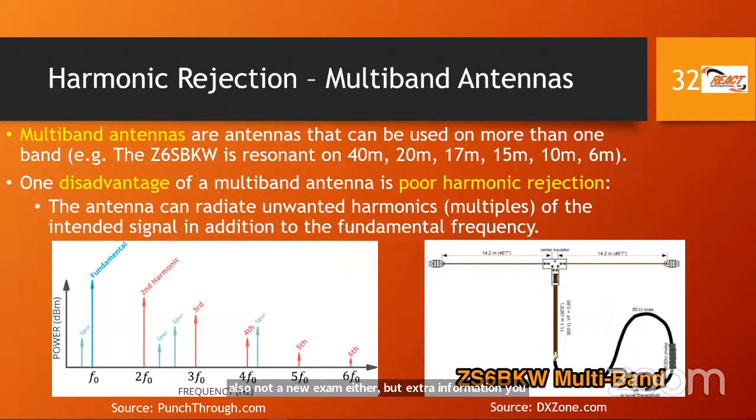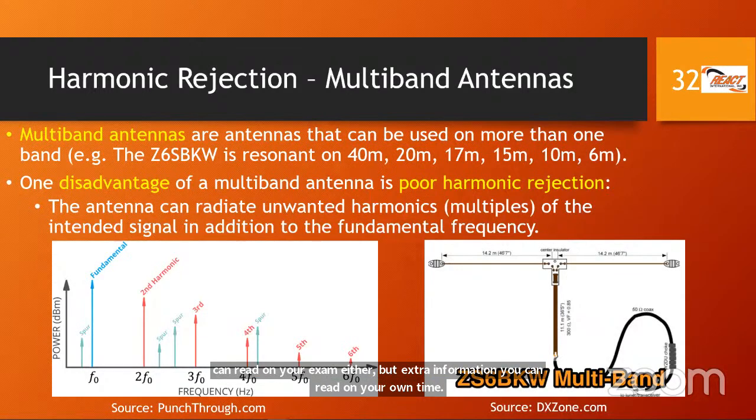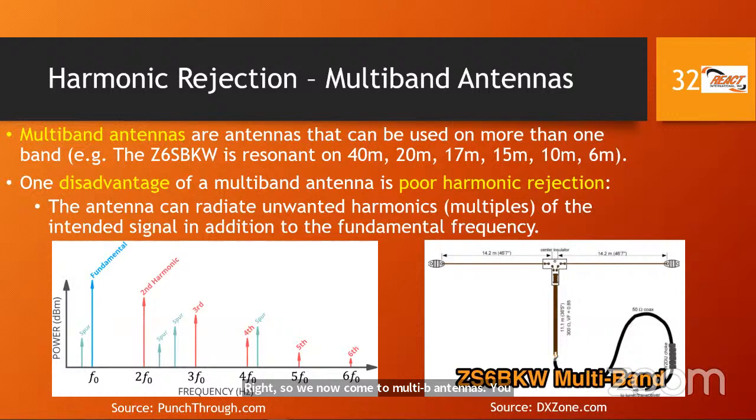Right, so we now come to multi-band antennas. You can have an antenna that can operate on multiple bands. A good example is on your screen here. It's called the ZS6BKW, and that's, by the way, the call sign of someone. He designed this antenna that can operate and be resonant on 40 meters, 20 meters, 17, 15, 10, even 6. It will be resonant even without a tuner.